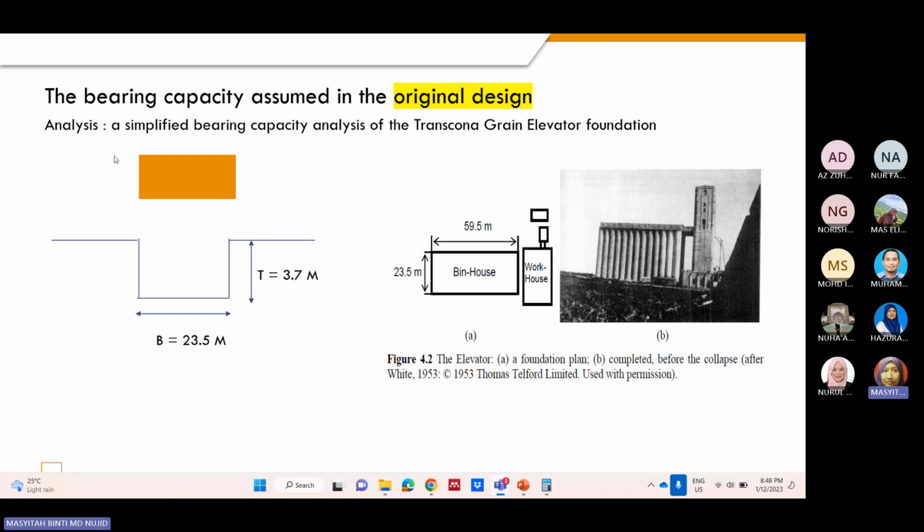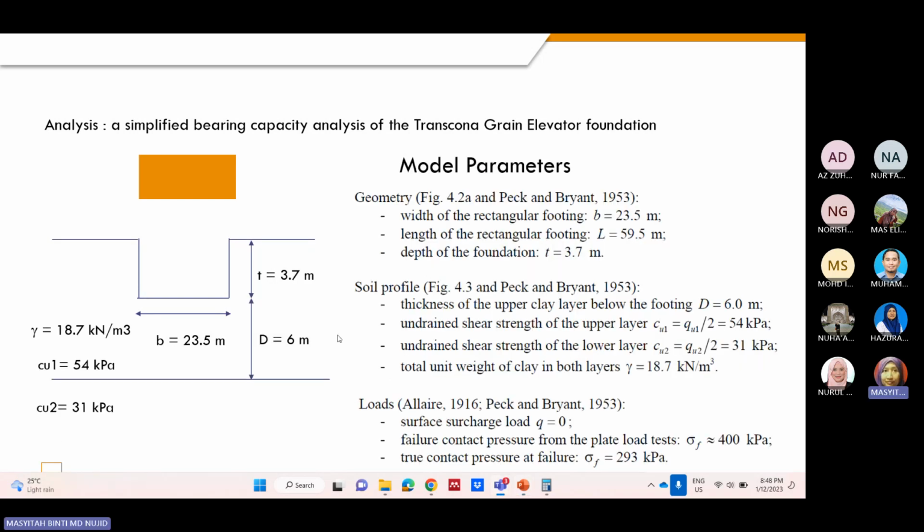This is a problem. We have a mat foundation, rectangular, with the size B times L. V is 23.5, embedded depth T is actually 3.7 meters. This is the problem. Then from the soil investigation report, it tells us the unit weight of the soil is 18.7. The first layer undrained cohesion is 54 kPa, and then the second layer is 31 kPa.